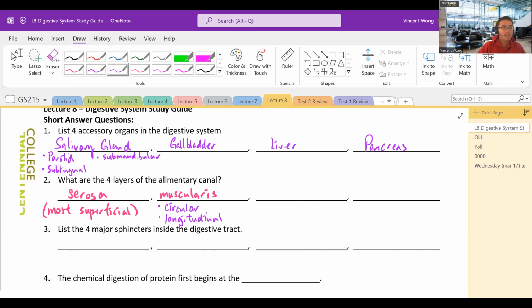Now, the stomach has an extra layer. Everywhere else along the GI tract, there are only 2 layers, the circular and the longitudinal. But in the stomach, there's an additional layer called the oblique layer, which gives you a twisting motion.